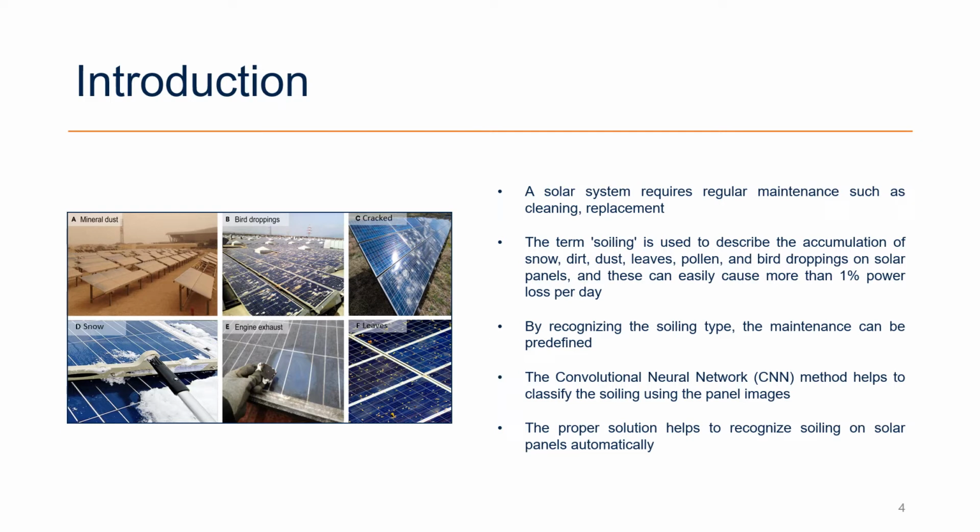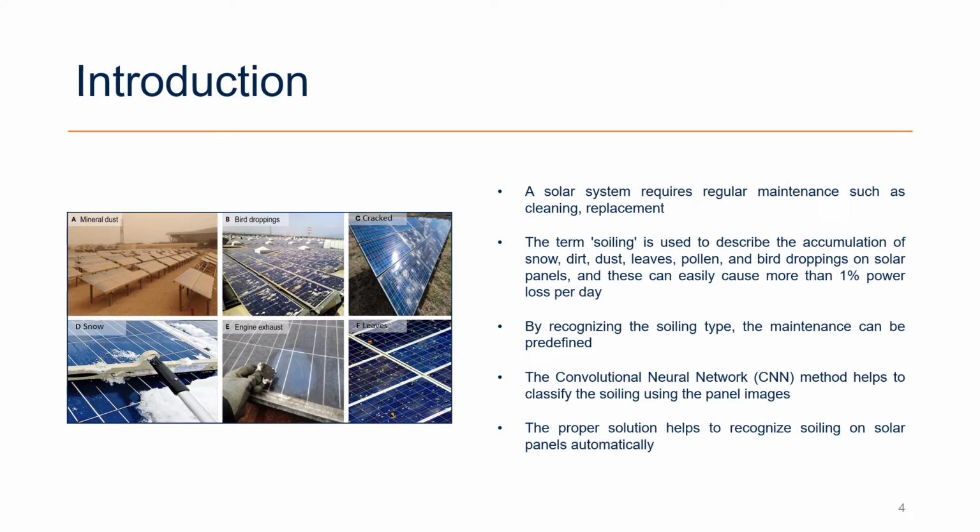The soiling term is used to describe the accumulation of snow, dirt, dust, leaves, pollen, and bird droppings on the solar panels. Those can easily cause more than 1% power loss per day. By recognizing the soiling type, the maintenance process can be predefined. For instance, bird droppings on the solar panels are more detrimental than a film of dust.